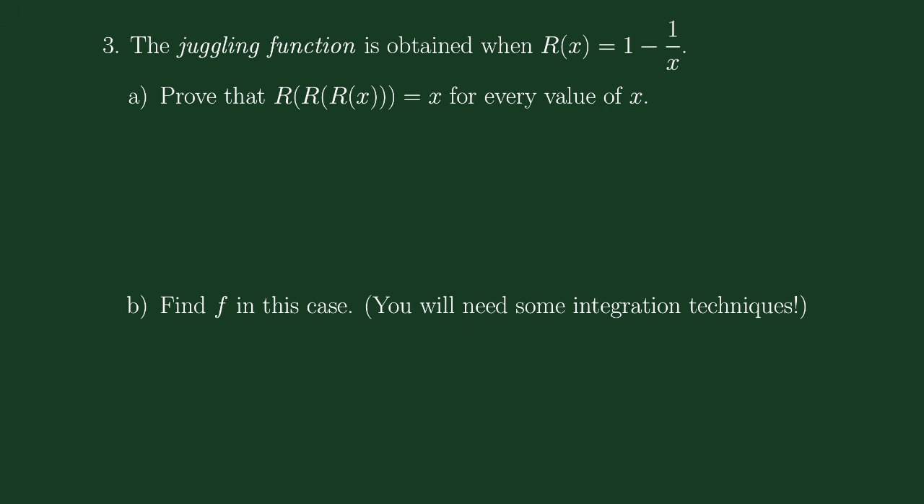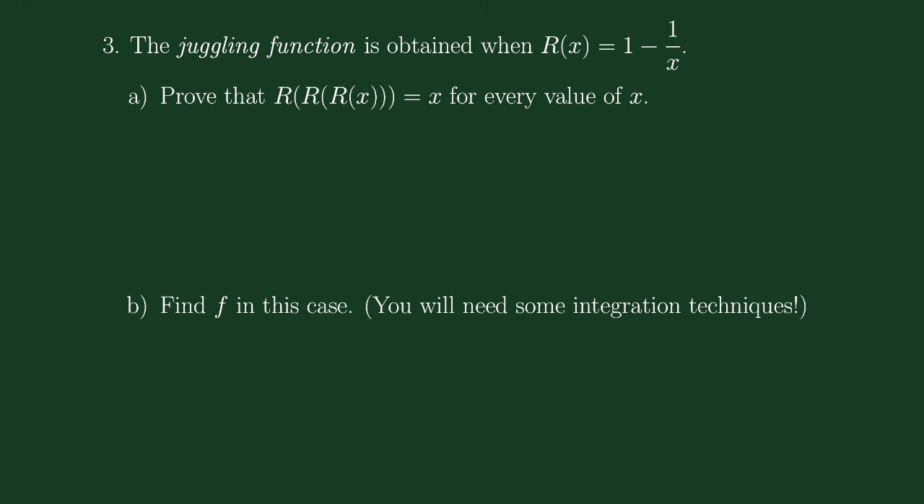What about order 3? This is how we obtain the juggling function. We're going to start with our rigged function, r of x, which is 1 minus 1 over x. First, show that no matter which point we substitute into this function, applying it 3 times always gets back our initial value, and then solve the integral from the previous question to find f in this case. Once again, feel free to try yourself.